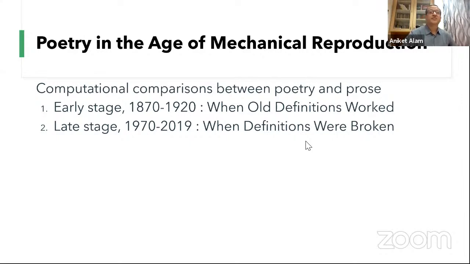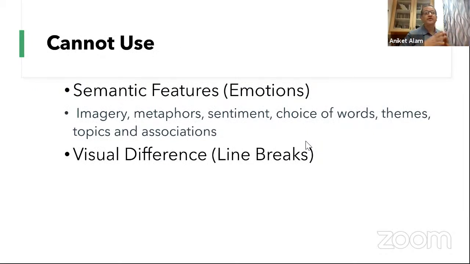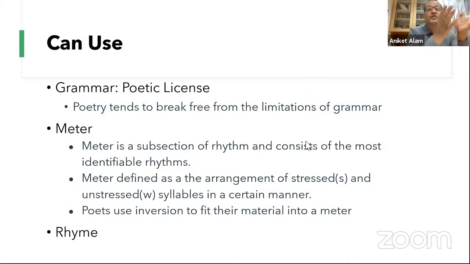How do we define poems? And we found we couldn't use certain things. So we couldn't use semantic features, basically emotions like imagery, metaphor, sentiment, choice of words, themes. These don't work. Visual differences, basically line breaks. Again, they don't work because even a text, if you publish it in a small format, the line breaks will be different, you know. So it's difficult to do that. So what we could use was grammar, meter, and rhyme.